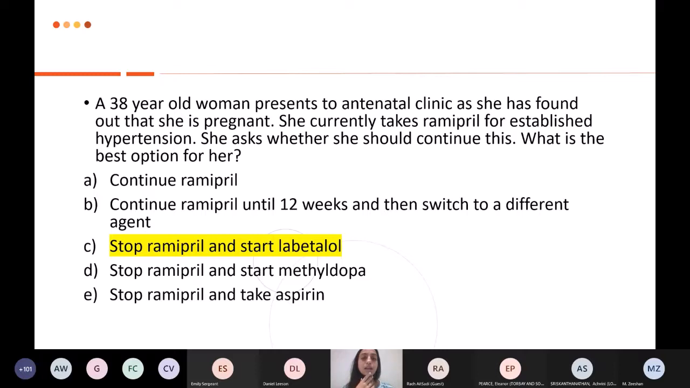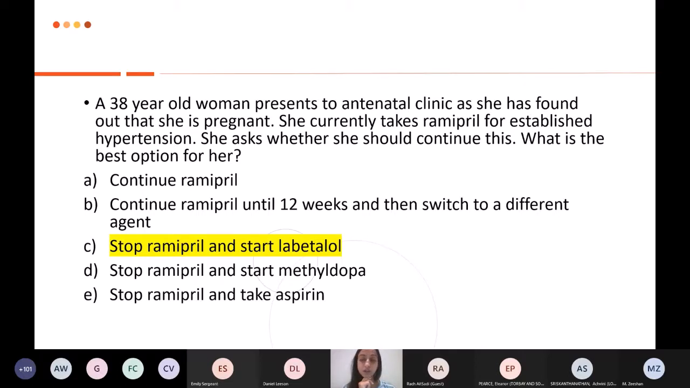And then the reason why I say E could have also been correct is because when we're thinking about hypertension and preeclampsia risk, which is what we tend to think about with high blood pressure in pregnant women, you would often start women on aspirin at 12 weeks to prevent them from getting preeclampsia. So we'll talk a little bit about that in a second.